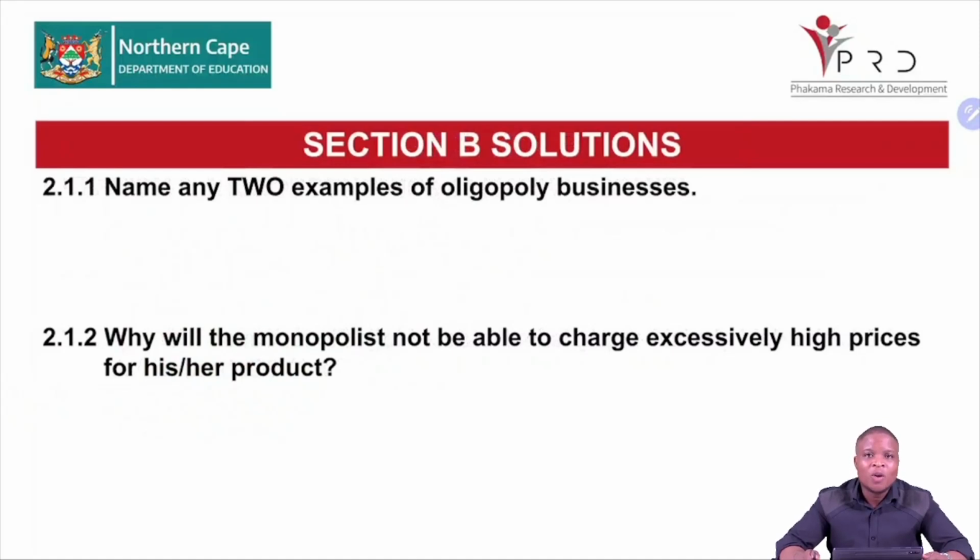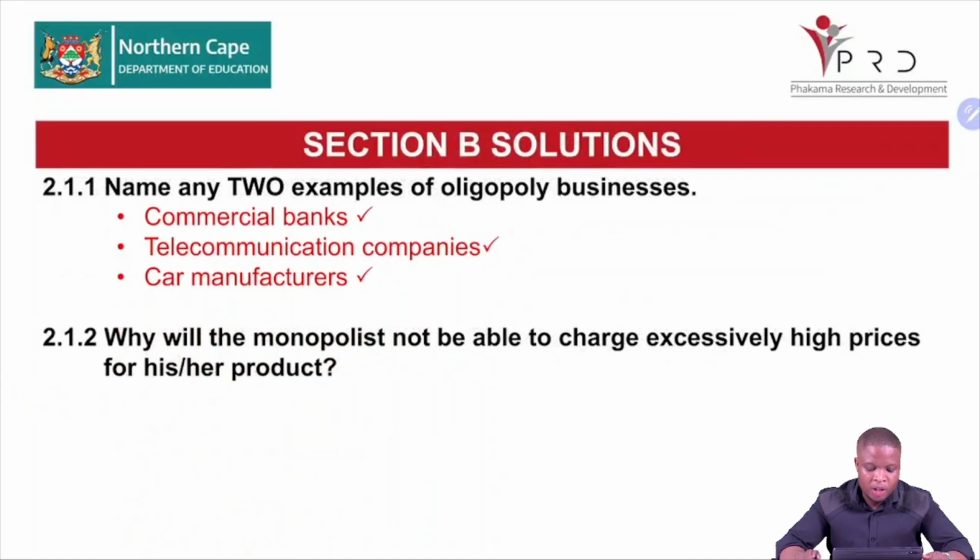Oligopoly is a market structure with few sellers, right? Only few sellers. So you must think of businesses that are few. Few can be 3, can be 2, can be 20, right? So you have commercial banks, telecommunication companies, which is your network companies, your Vodacom, Cell C, car manufacturers, and anything else that is few, not many. So if you have mentioned restaurants, you are incorrect because there are many of them. So if you've mentioned companies that have few sellers, you are correct.